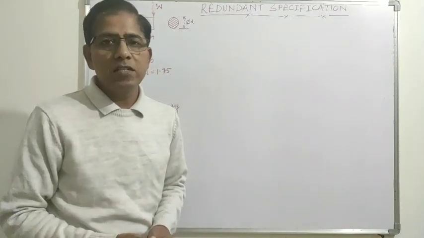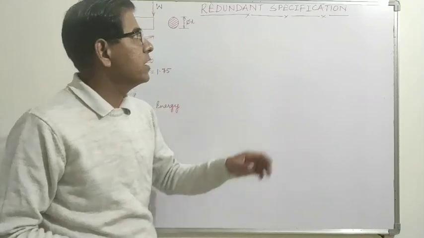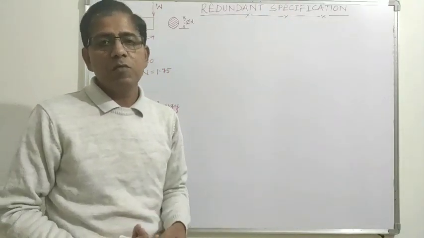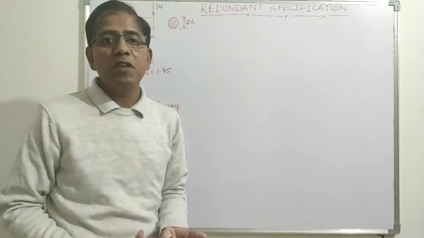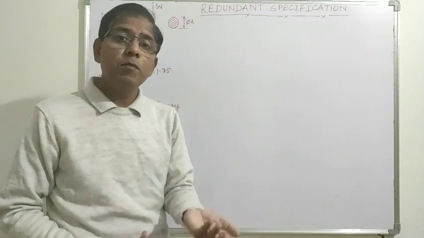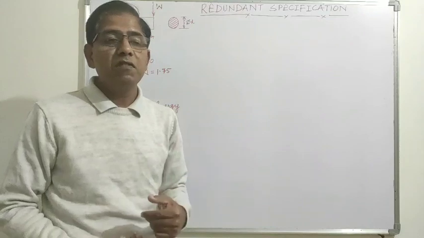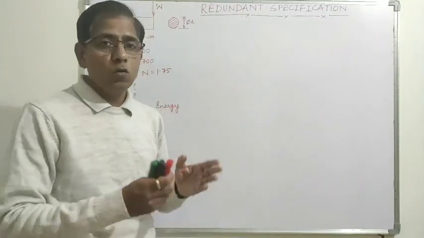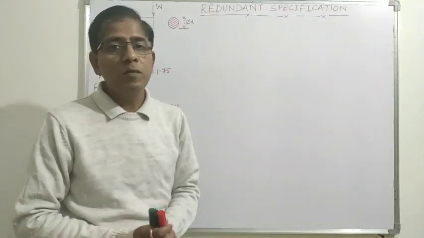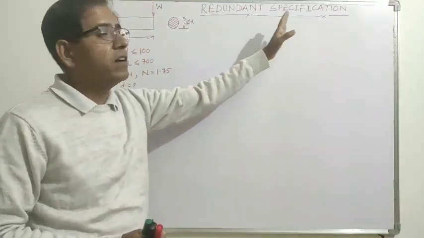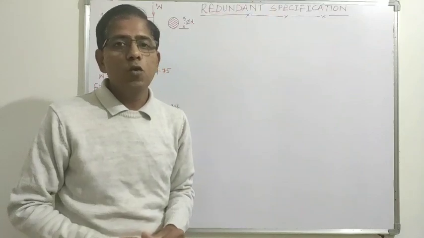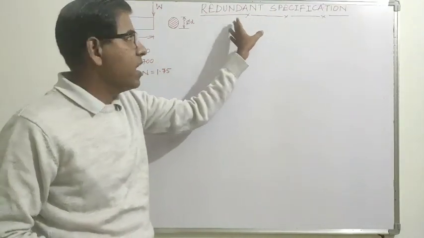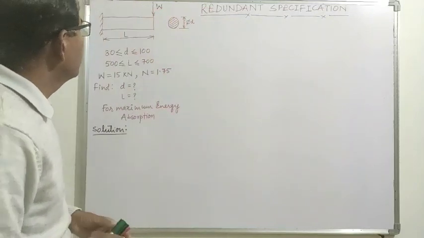Then there is another type of optimization problem, that is called redundant specification problem. Redundant specification problems are those problems where the number of free variables is less than the number of SDs. So if the number of free variables is less than the number of SDs, then how do we solve the optimization problem? That is nothing but redundant specification problem. To explain it, I have taken one problem directly.